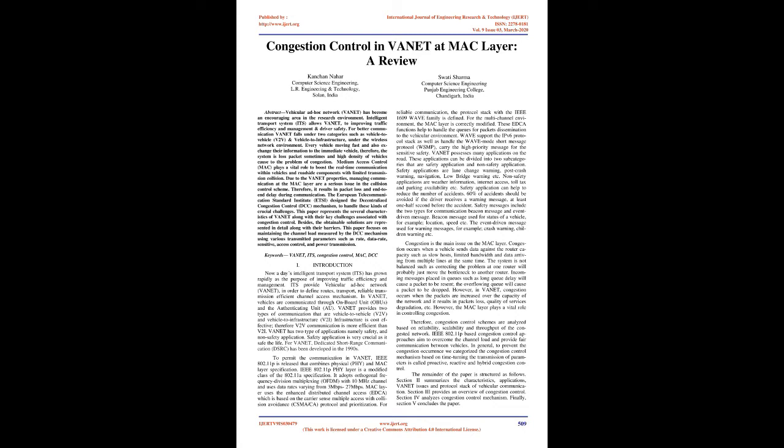For better communication, VANET falls under two categories such as vehicle-to-vehicle, V2V, and vehicle-to-infrastructure, V2I, under the wireless network environment. Every vehicle moves fast and also exchanges its information with the immediate vehicle. Therefore, the system sometimes loses packets, and high density of vehicles causes the problem of congestion.